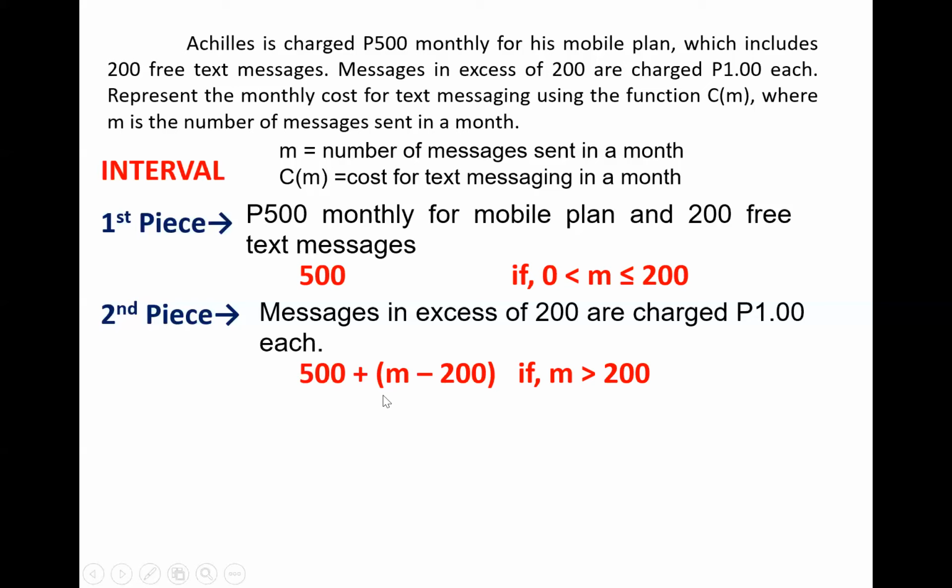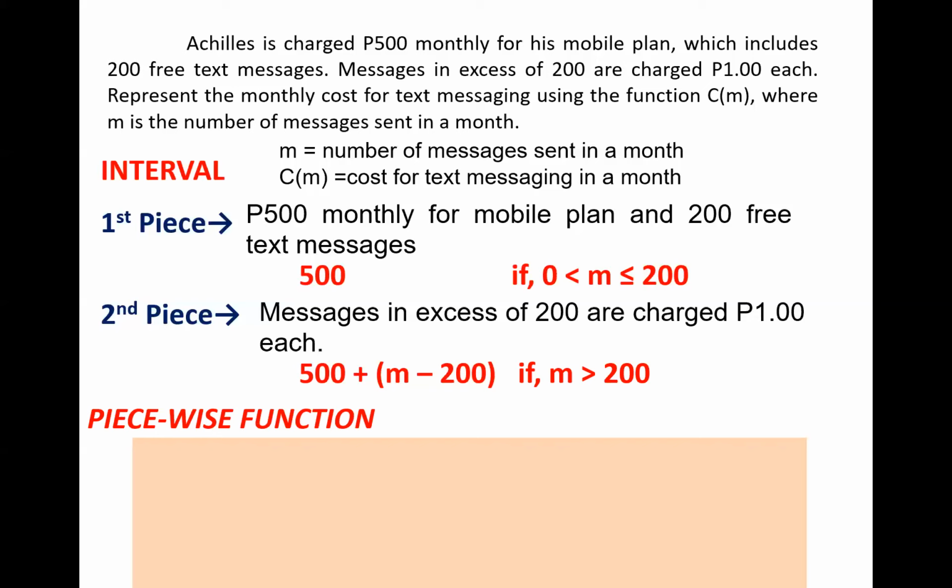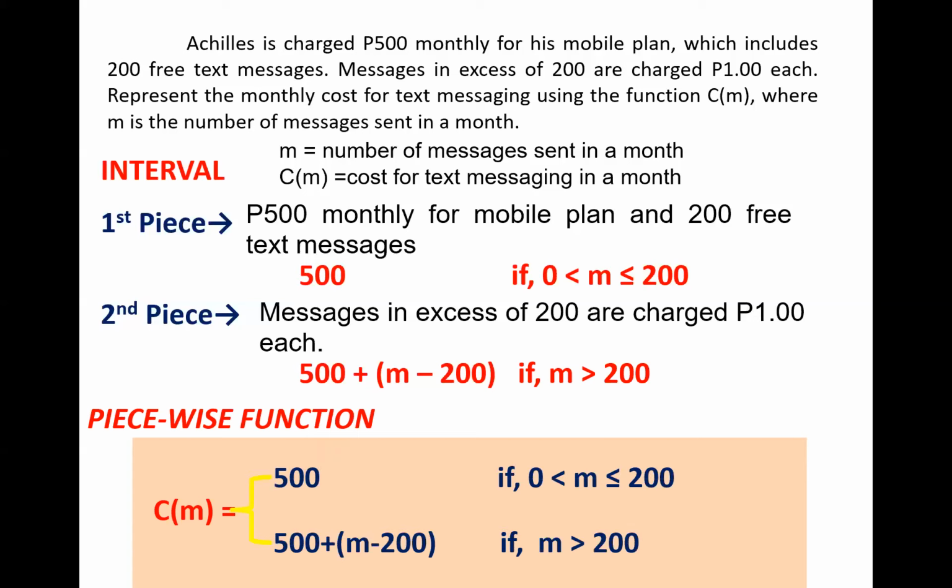Okay? So, kapag pinagsama natin yung dalawang subfunctions na yan, we will be able to have our final answer. And our piecewise function for this particular example is C function of M is equal to 500 if your M is less than equal to 200, greater than 0, and 500 plus quantity M minus 200 if M is greater than 200. Okay? So, that's how we are going to represent a piecewise function involving a word problem.